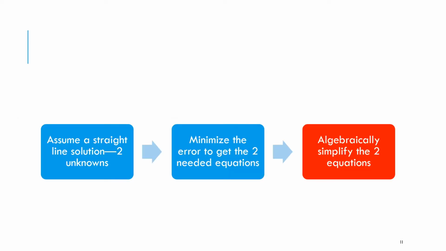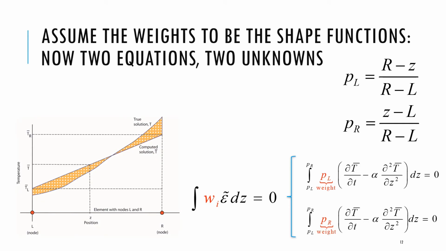So the last part is to algebraically simplify those two equations. It's nothing but very simple integration and stuff that you did in sort of the first course in calculus. So to repeat then, we're going to plug in this PL equal to this thing. We will plug in here, and we will simplify the equation. Likewise, we will plug in PR in here, and then we will simplify the equation.